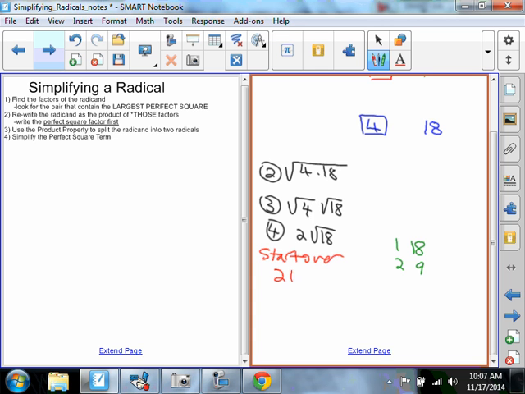So it's 2 times the square root of 9 times 2. So it's 2 times the square root of 9 times the square root of 2. So it's 2 times 3 times the square root of 2. So it's 6 times the square root of 2. Who can tell me why in step 1 I wrote what I wrote?